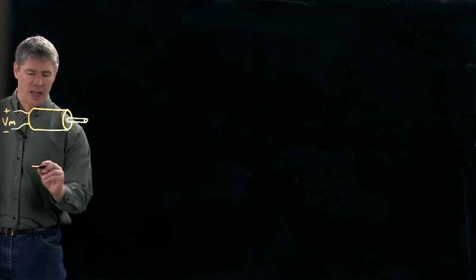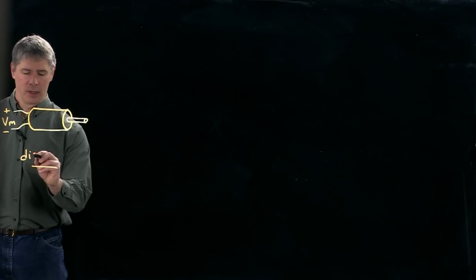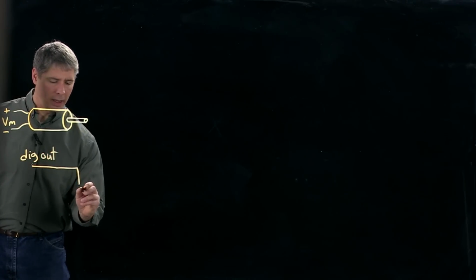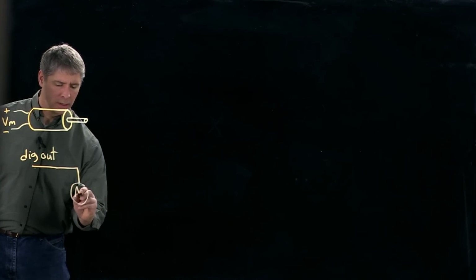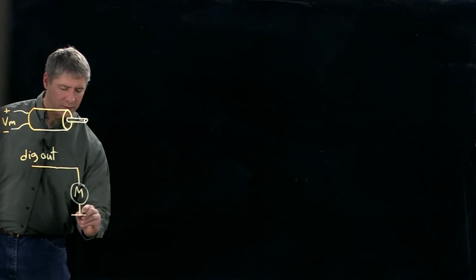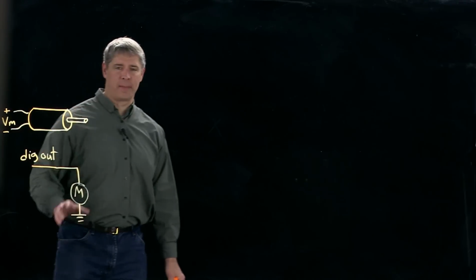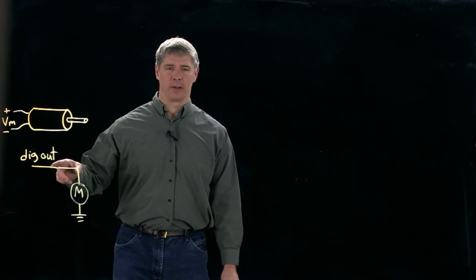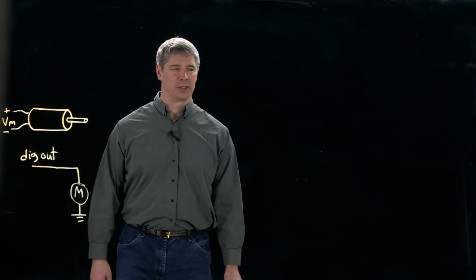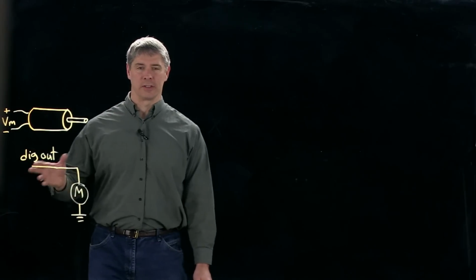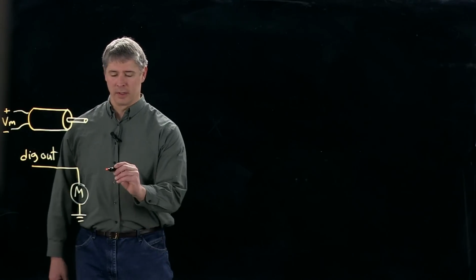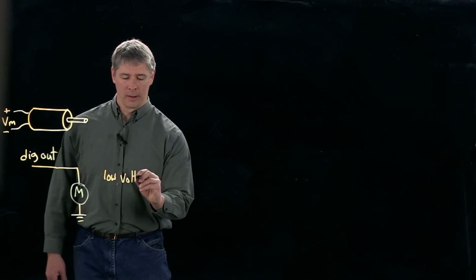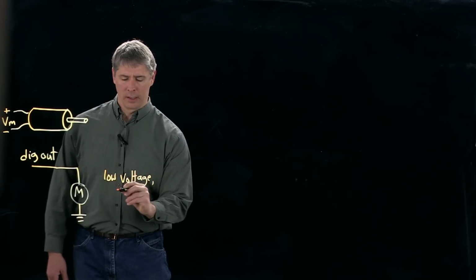Say this is a digital output from your microcontroller, and we connect it to a motor to ground. Okay, so this is a bad idea, obviously. The digital output of our microcontroller is going to have only a very low voltage, and more importantly, it's only going to provide a low current. So this problem is low voltage and low current.